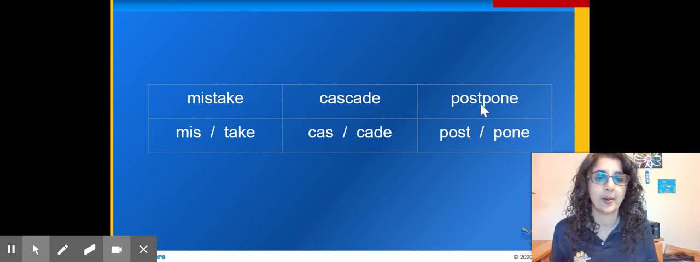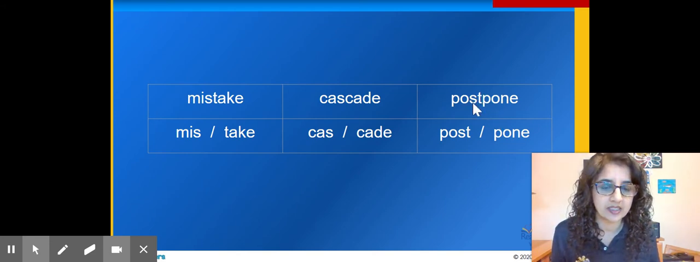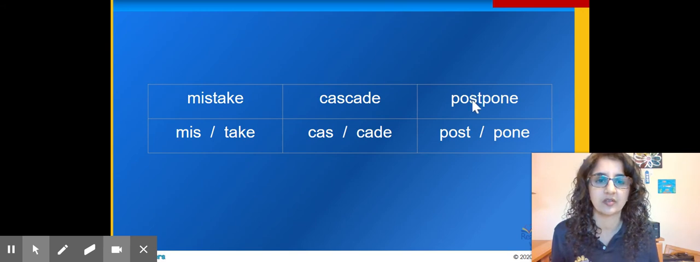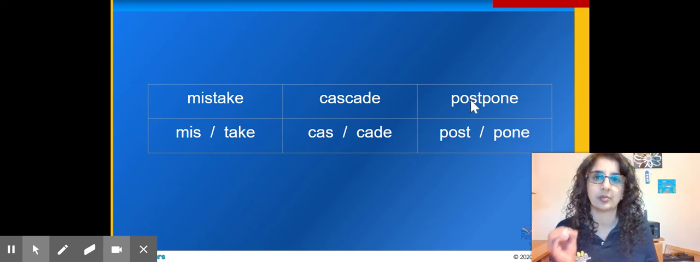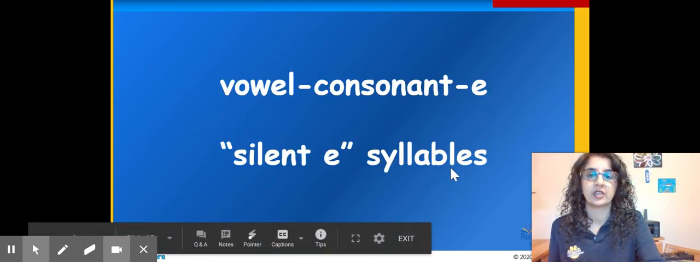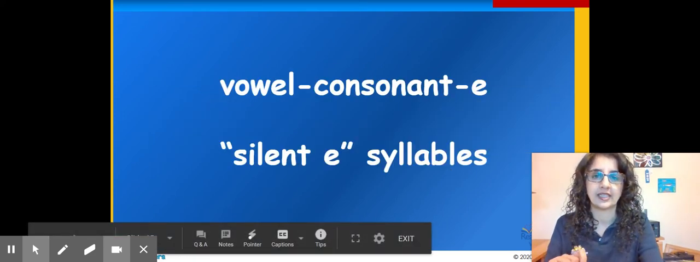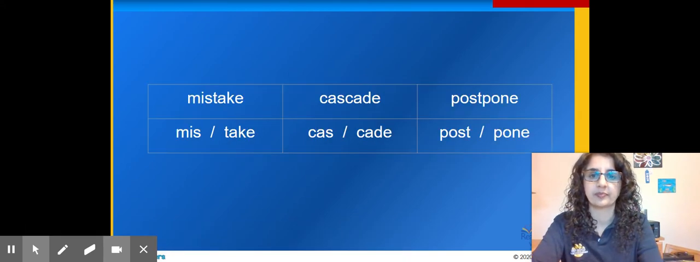And here's another word, postpone. You'd put your finger on the 2 O's, split them apart. You're going to keep the blends together. Remember, we talked about that in one of the videos, the ST, that's a blend that's going to stay together. So post-pone. So vowel, consonant E, that's one syllable type.